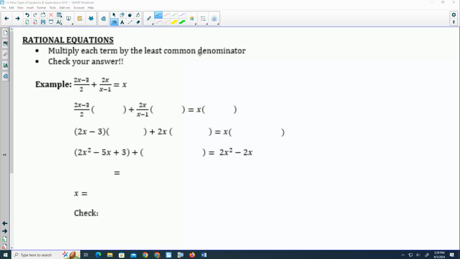We also need to be careful at the end. We need to check our answer and make sure it works. Or at the very least, look at this. Can you tell me what x cannot equal right now? 1, because it would make our denominator 0.